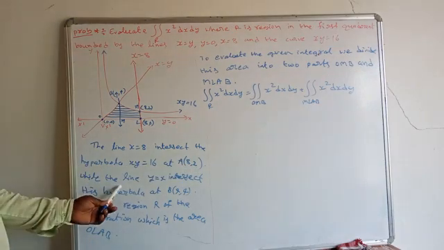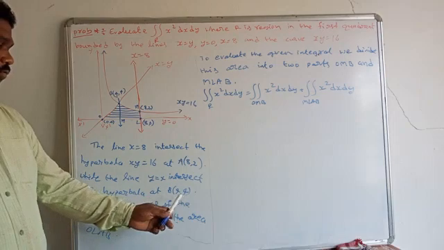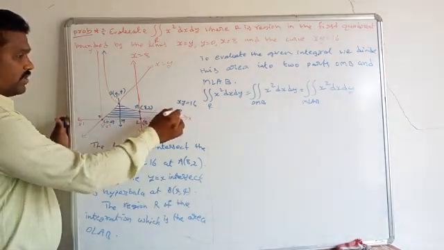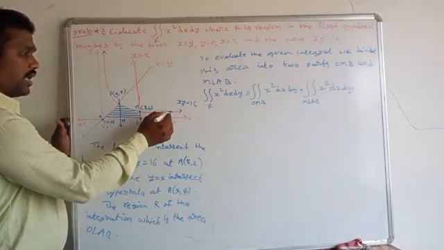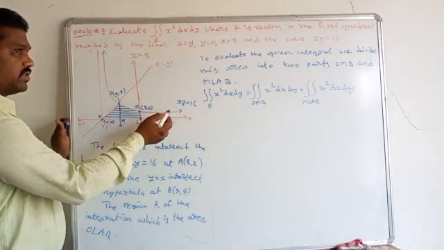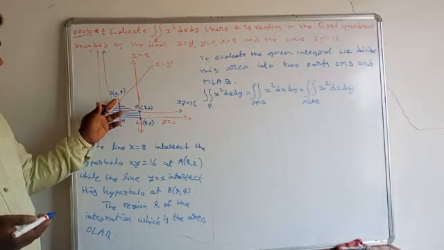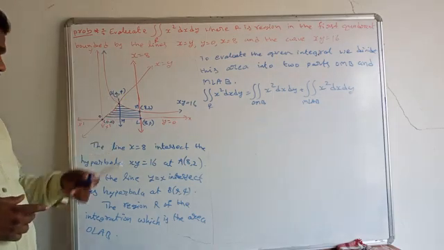And the line y is equal to x intersects this hyperbola at (4, 4), because in xy is equal to 16, putting y is equal to x gives x square is equal to 16, x is equal to plus or minus 4. Since this is the first quadrant, x is plus 4, and y is equal to x, so the point is (4, 4).